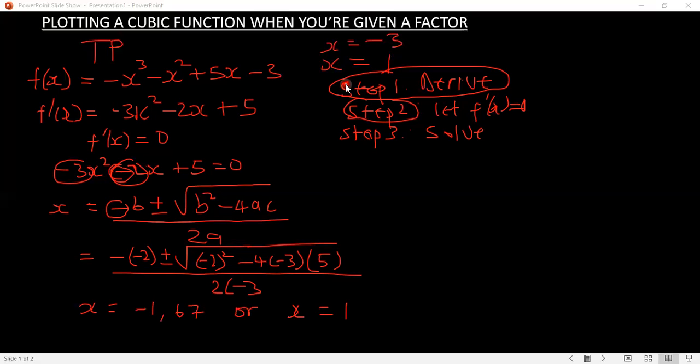Now we got the x values. We got the x values of the turning point. Now we want the y values. Substitute into the original equation. What is our original equation? It is this one. I'm going to substitute here. In other words, we are going to determine f of negative 1.67. So let's just do that first.